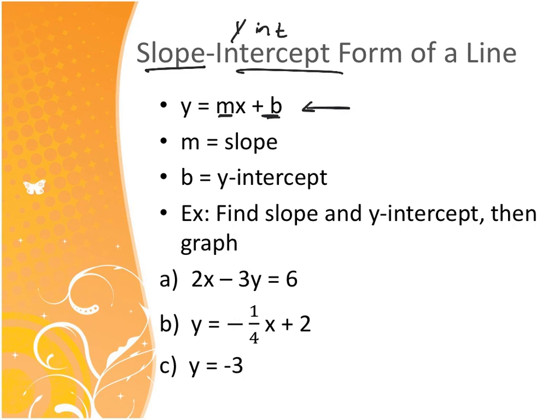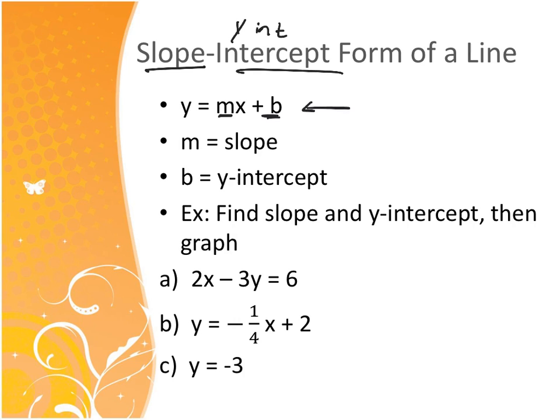We're not plugging in an x value, we're not plugging in a y value. If we just want the equation, all we need is the slope and the y-intercept. M is the letter we use to represent slope, b is the letter we use to represent the y-intercept. And if we could find the slope and we could find the y-intercept, then we could graph it.